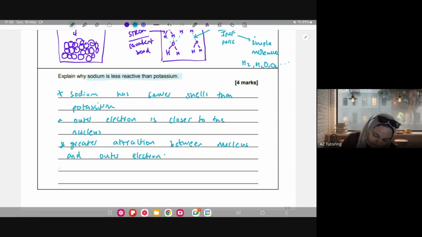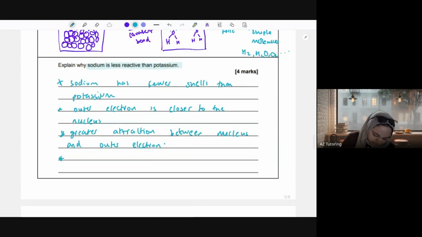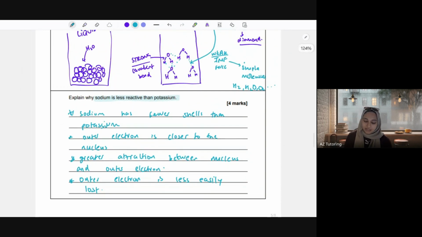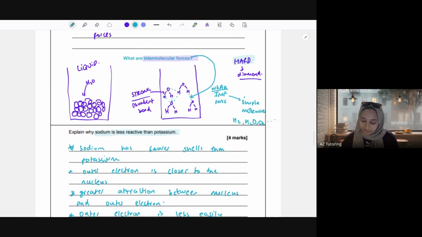And then your final mark is, well, what's the relevance of that? You just say the outer electron is less easily lost. And I would recommend writing like this in the exam because you're explicitly saying to the examiner, here's my 4 points with no waffle. So that's a classic way you can write about group 1 going down. Now, if they do end up asking you about group 2, it's exactly the same reasons. As you go down group 2, the reactivity also increases for the same reason.